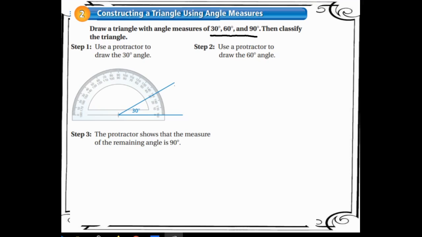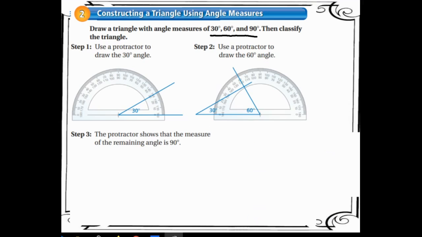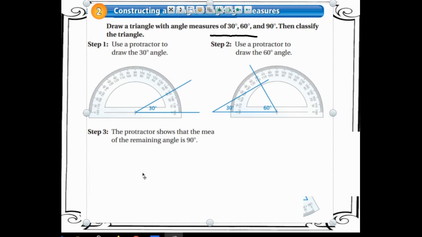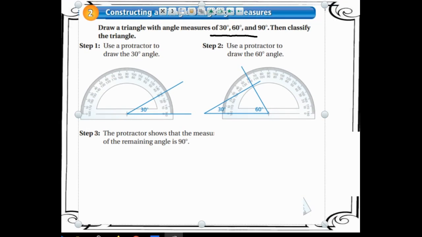After we have that angle made, we're going to go to the other end here, and we're going to line up our protractor on this other end. This time we're going on the outside to look at our marks, 10, 20, 30, 40, 50, 60. We make a mark and draw a line. At this point you have already made the triangle, and this angle right in here would have to be 90 degrees. So we have made our 30, 60, 90 triangle.